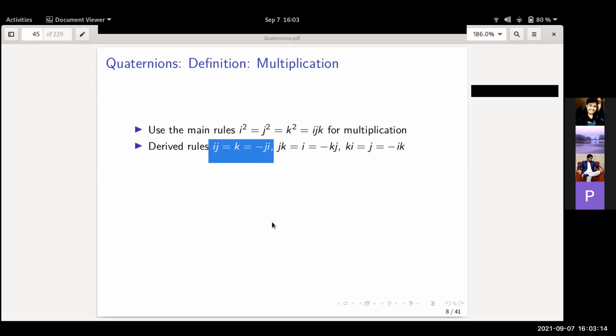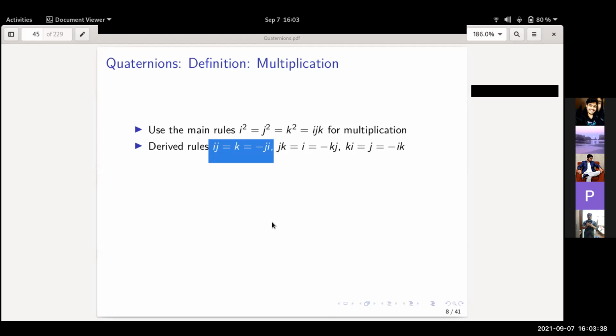So we can multiply ijk by k, correct, on the right hand side. Yes. If you multiply on the right hand side by k, you will get -ij equals -k. Similarly, you have to somehow prove this for j as well.